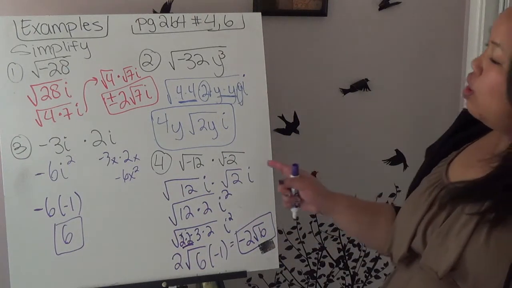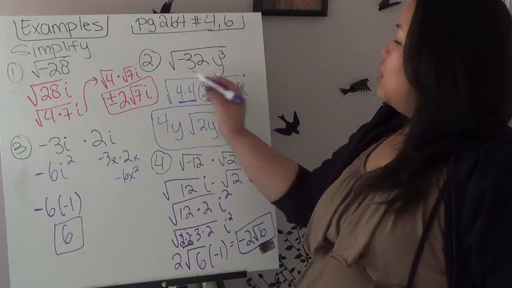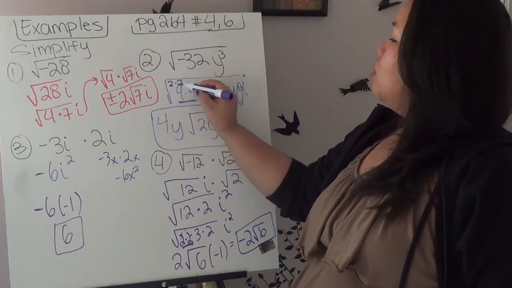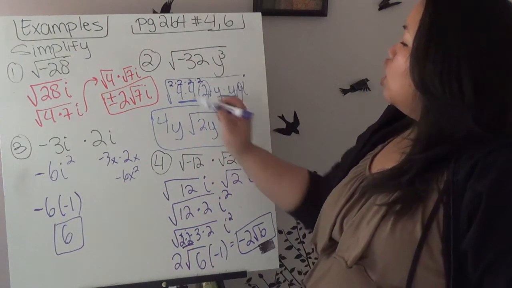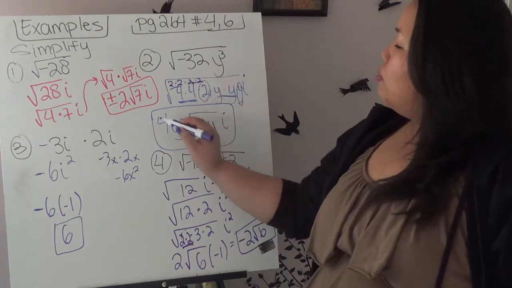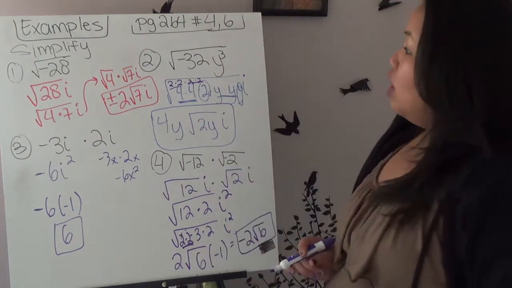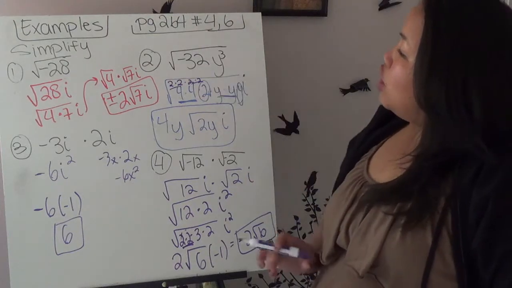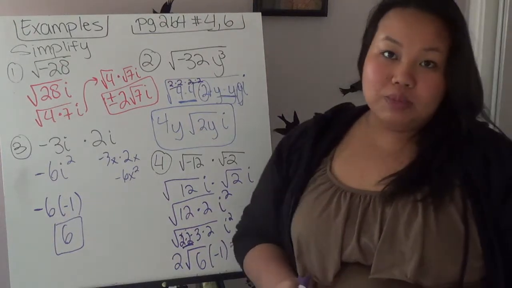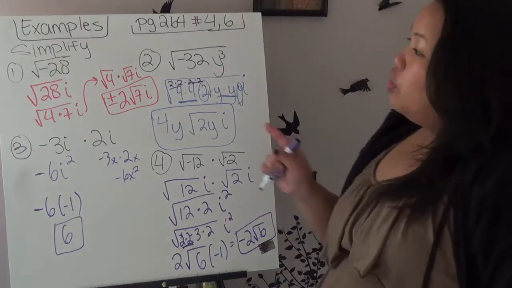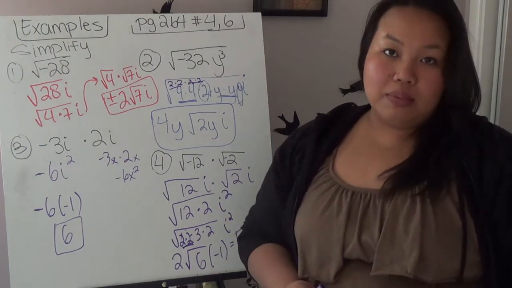And just a footnote, this 4, I can still say this would be 2 times 2 times 2 times 2. So then I'd have 2 sets of 2s that I could bring out, which then ultimately gives me 4. So whichever way that you would like to do it. So go ahead and try page 264, numbers 4 and 6, and see if you can get them. And I'll see you in class.